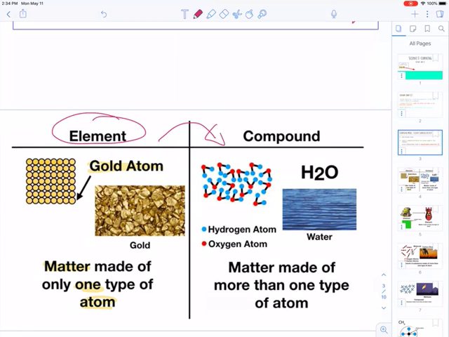However, if you look over here at a compound, that is matter made up of more than one type of atom. We see that we have the hydrogen atom and the oxygen atom. There are a bunch of different compounds here, but there are two hydrogen atoms and one oxygen atom, and that's how we get H2O. H is hydrogen, the 2 represents that there are 2, and then the O shows there is just one oxygen atom.